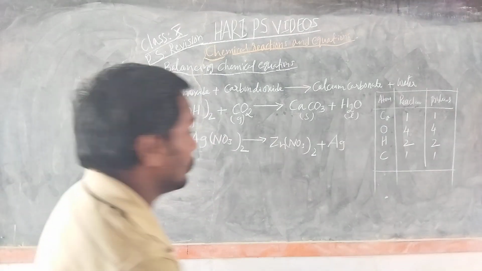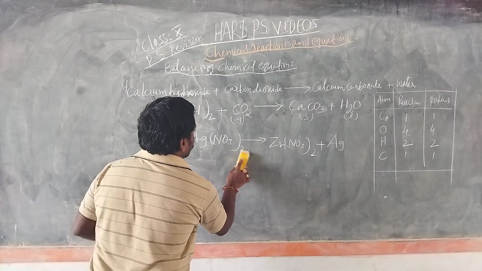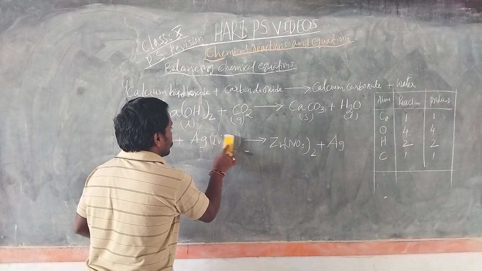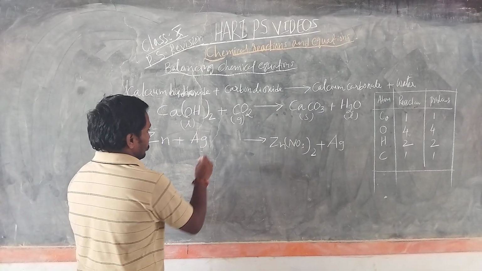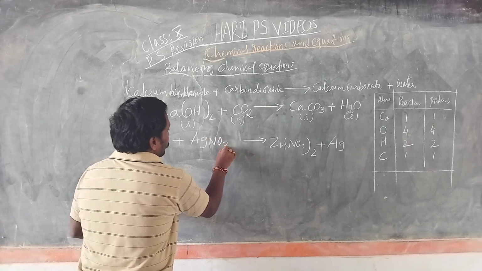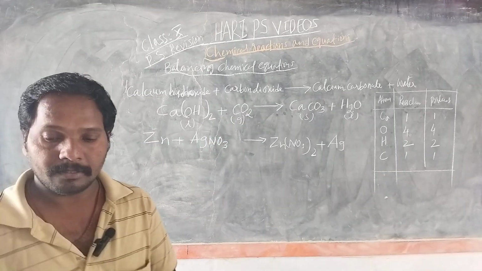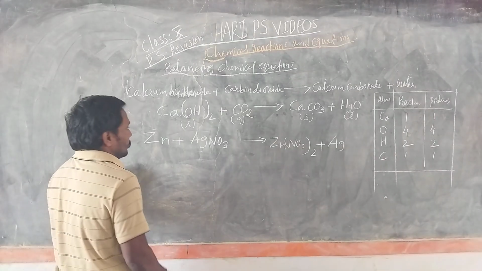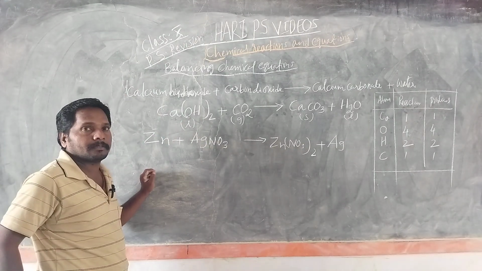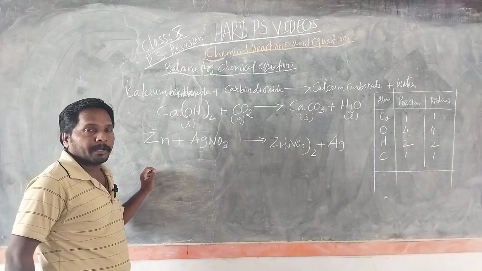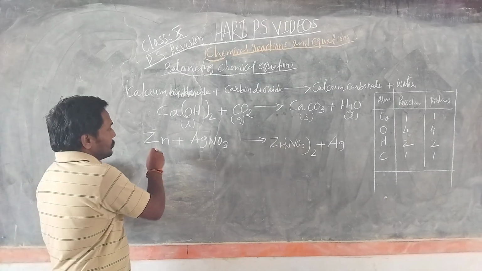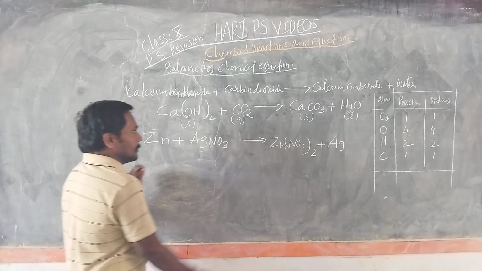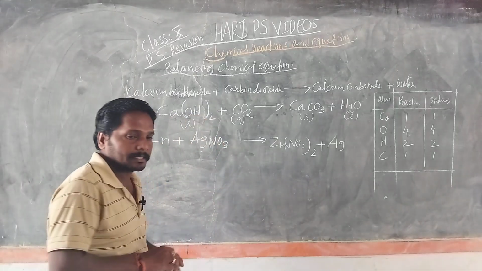Sorry, that's why I'm getting some confusion. Write down AgNO3, silver nitrate. You learned in class 9 this cross method by knowing the ions. So zinc reacts with silver nitrate to give zinc nitrate plus silver.